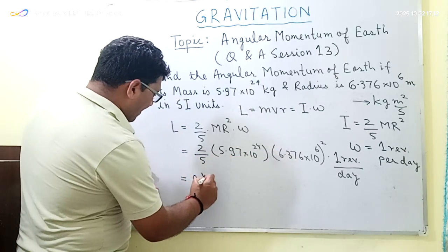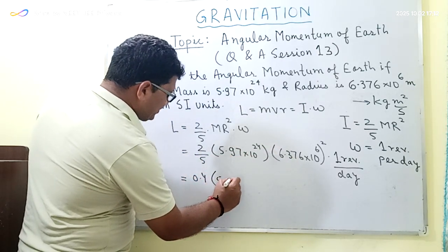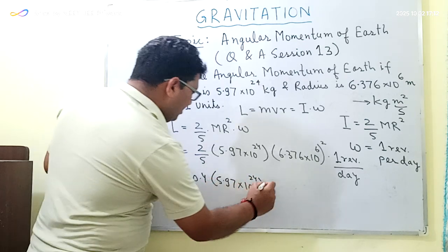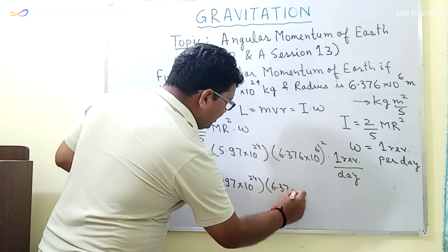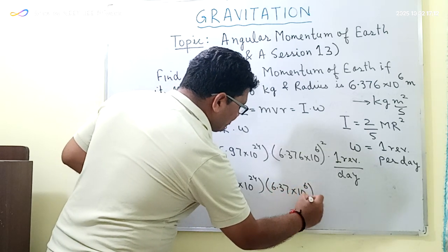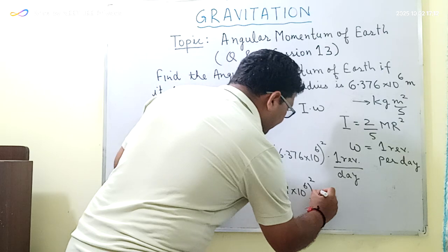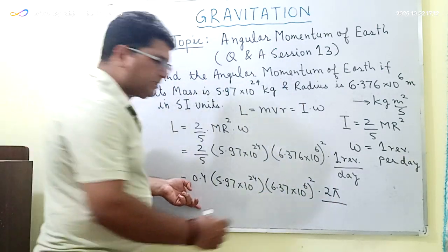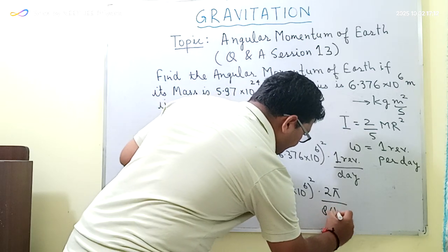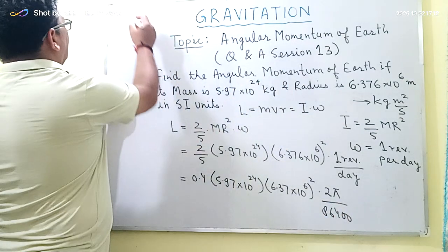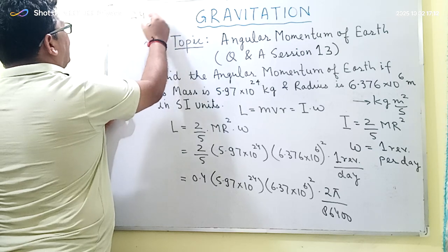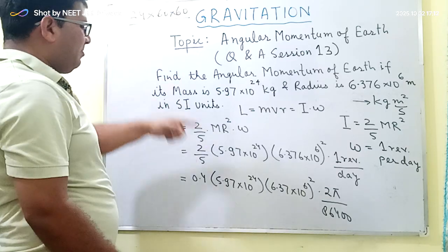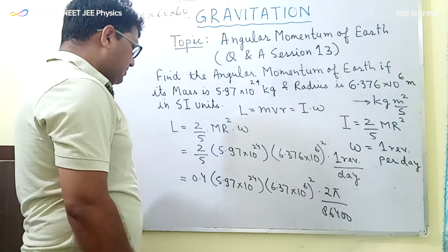This is equal to 0.4 multiplied by 5.97 into 10 to the power 24, 6.37 into 10 to the power 6 whole square. Now 1 revolution is equal to 2 pi radians, so this is equal to 2 pi divided by, now in one day there are 86,400 seconds. In one day there are 24 hours, in 1 hour there are 60 minutes, and in 1 minute there are 60 seconds. So if you multiply this, you will be getting 86,400 seconds.